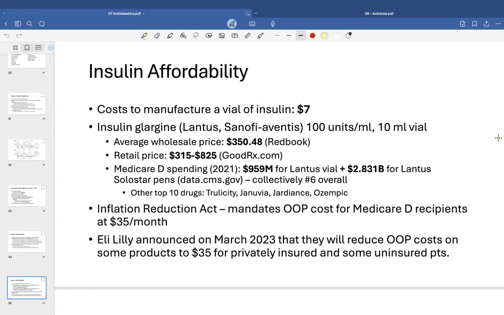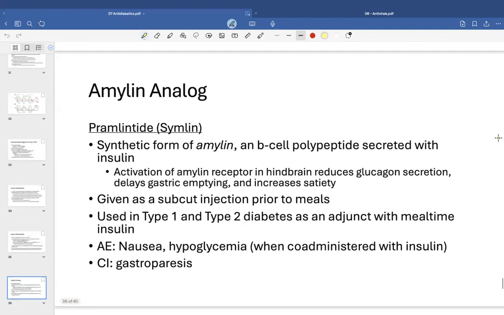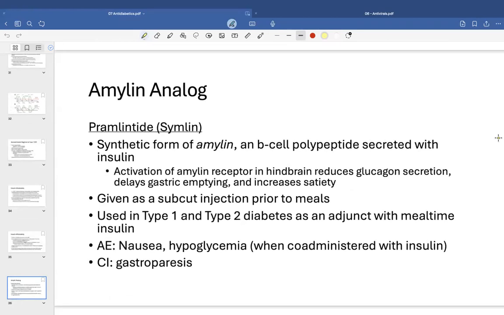All right, I got a couple other products to discuss that are not insulin. First of all, pramlintide or Symlin. Amylin is another of those beta cell peptides that is secreted from the pancreas. Pramlintide, or amylin, when that receptor gets activated, reduces glucagon secretion and delays gastric emptying, thereby increasing satiety. It is a prandial injection given prior to meals that can help control blood sugar. It's used both in type 1 and type 2 diabetics. They serve as an adjunct to mealtime insulin and cause nausea and hypoglycemia. It slows the GI motility, so it's actually inhibiting gastroparesis.